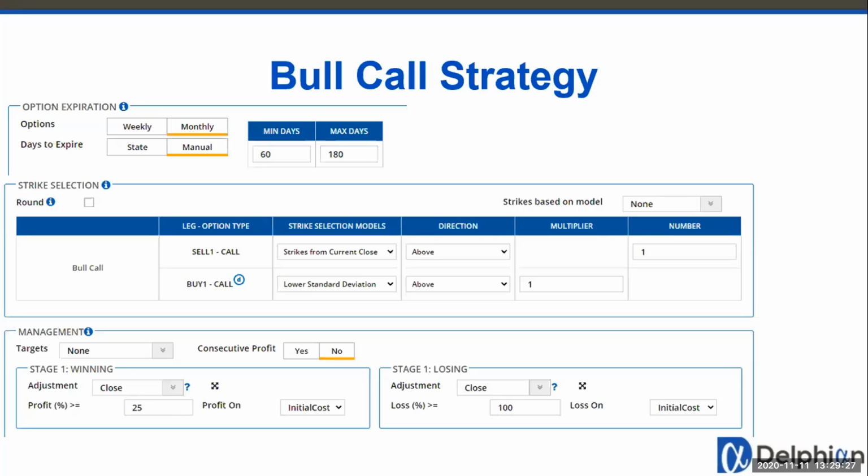So we did the same thing. At least 60 days. So the bull call, we have two calls. We're going to buy one and sell one. There's a big gap between these. We're going to buy in the money, right above the lower standard deviation, and then we're going to sell right above it. And I'll show you how that looks out in the option chain.